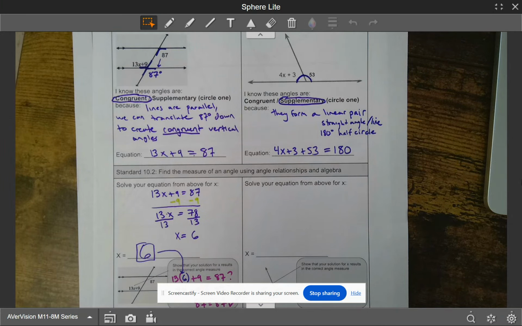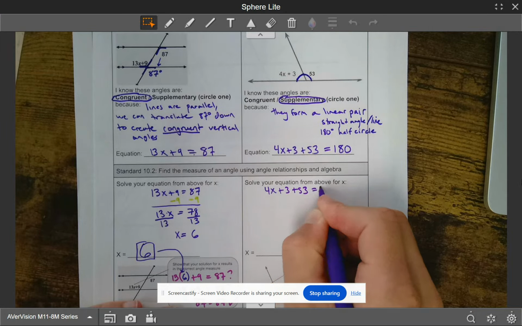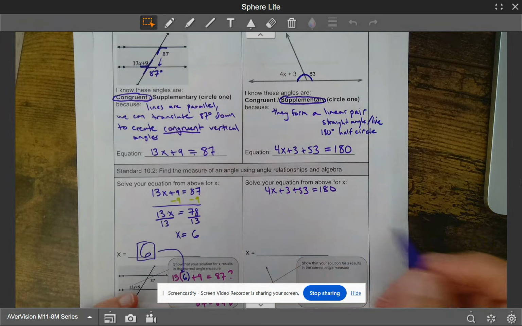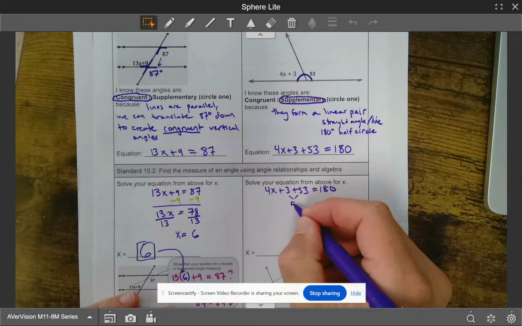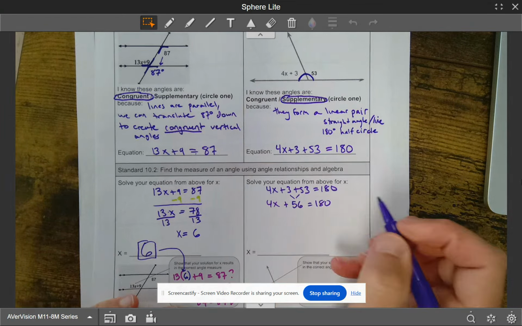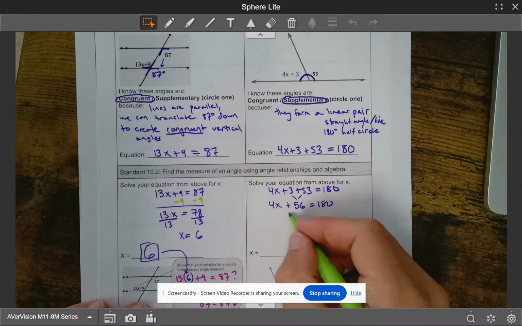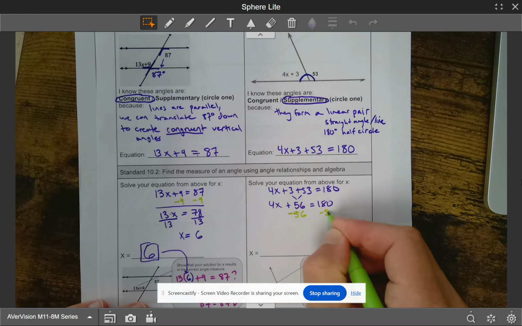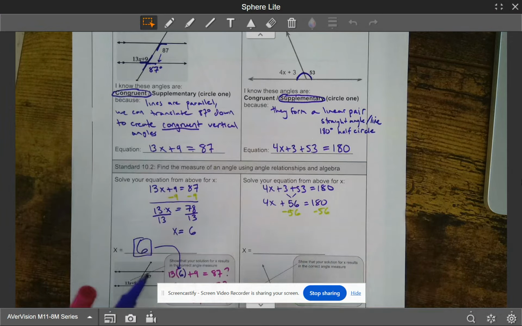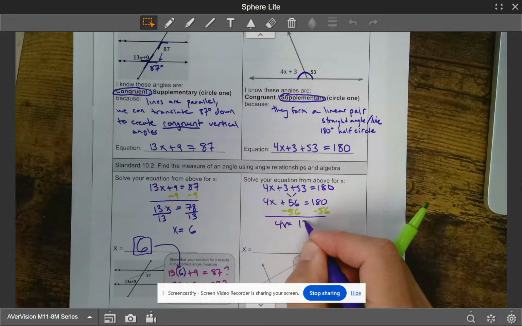Let's do the second one. So we start here, 4x plus 3 plus 53 equals 180. Is there anything we can combine? Yeah, how many total cubes are there? 3 plus 53 is 56. So 4x plus 56 equals 180. What can we take away from both sides? We could take away 56 cubes from each side. And then when we do that, we're going to get 4x equals 124.